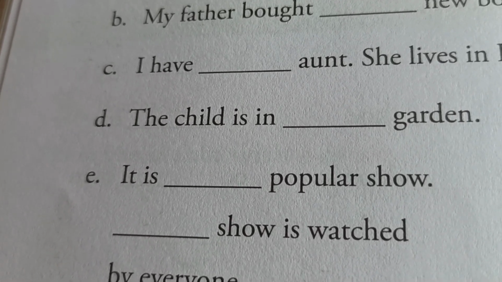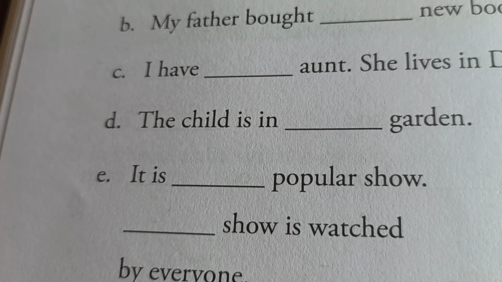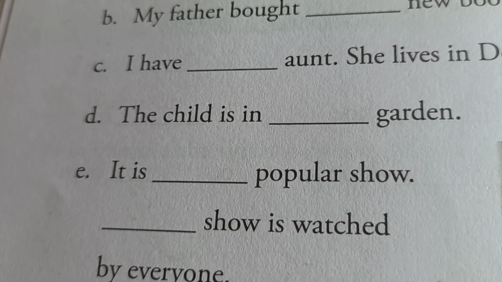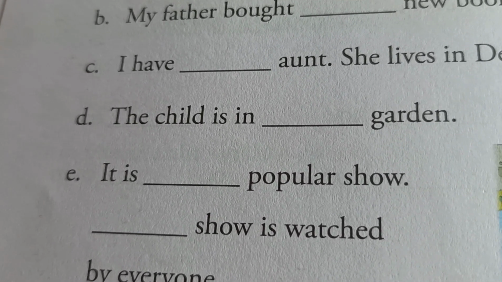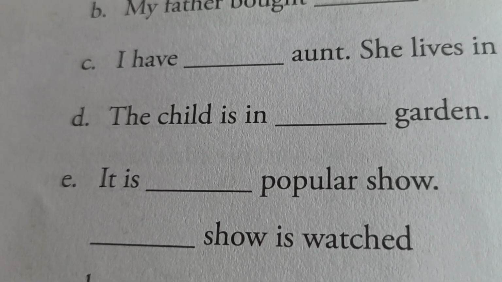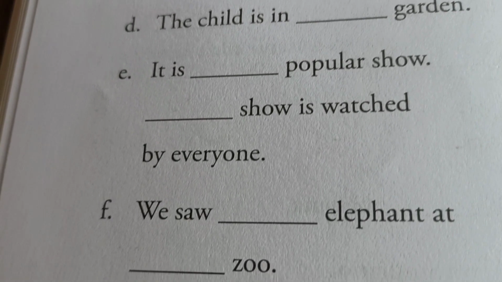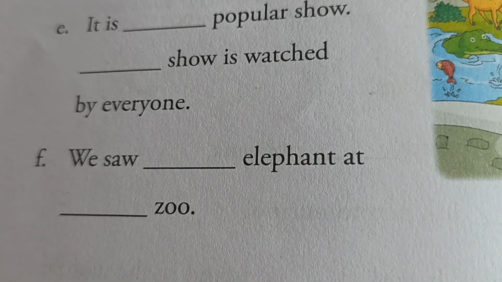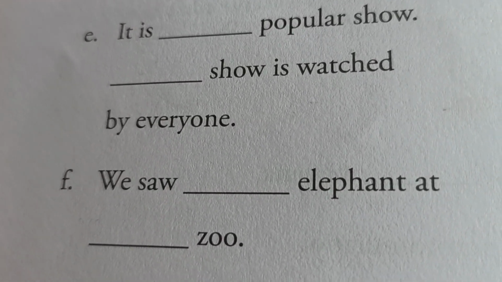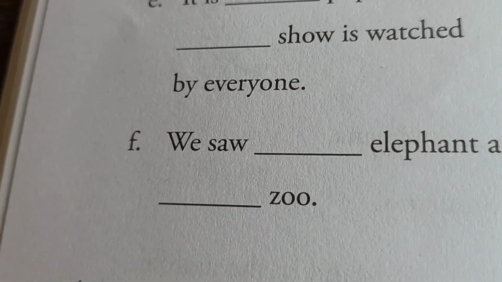The show is watched, because more particular information is given about the show. Many people watch this show, so we use the article "the". The show is watched by everyone. Next one: we saw dash dash elephant. E is a vowel sound, so we saw an elephant at the zoo.